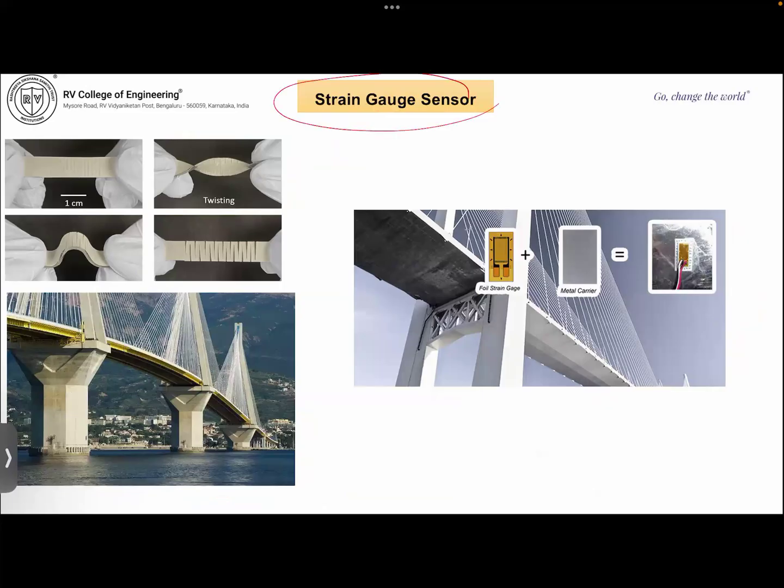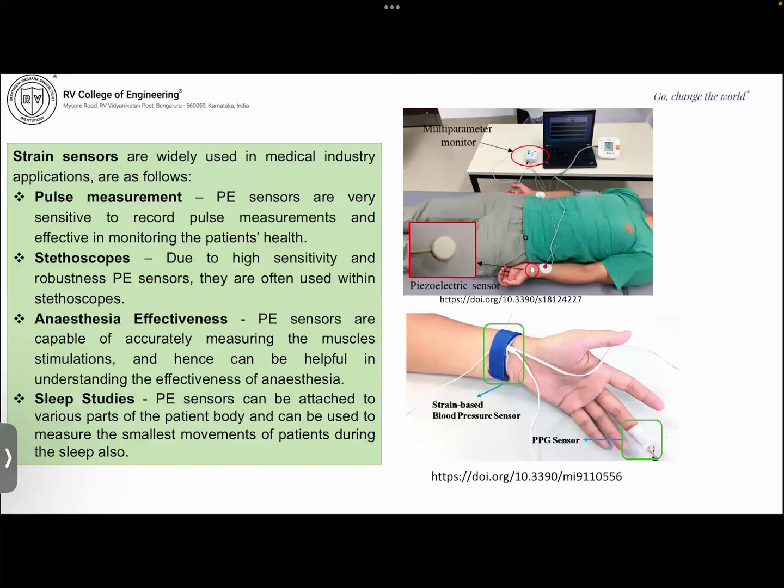You can see that these strain gauge sensors are used to measure the strain and stress of bridges, the highway bridges. Here they are all fixed, and they keep monitoring the stress simultaneously. It is also widely used in the medical industry, like pulse measurement. Piezoelectric sensors are highly sensitive for recording the pulse and for effective monitoring of a patient's health.